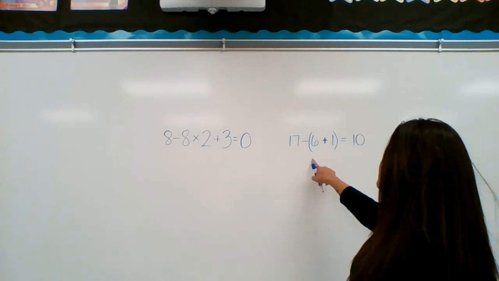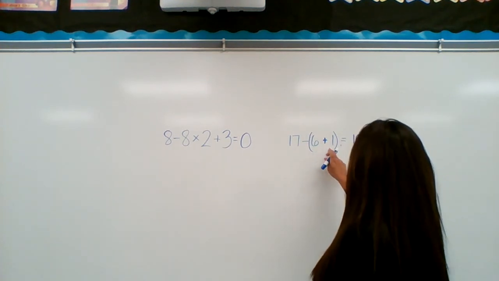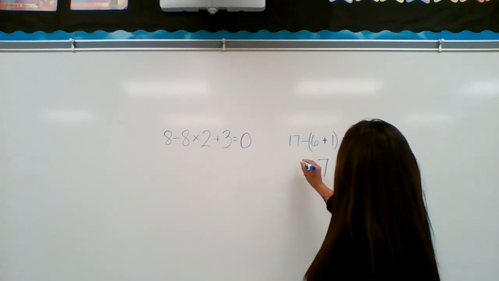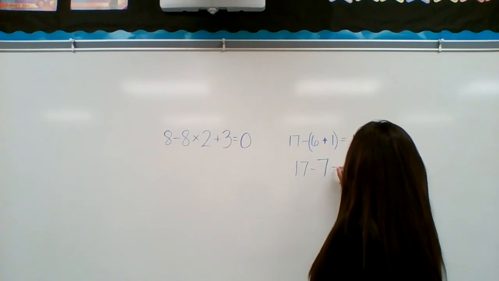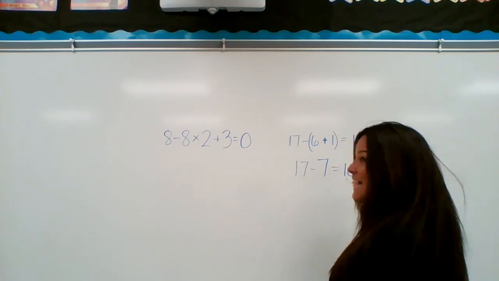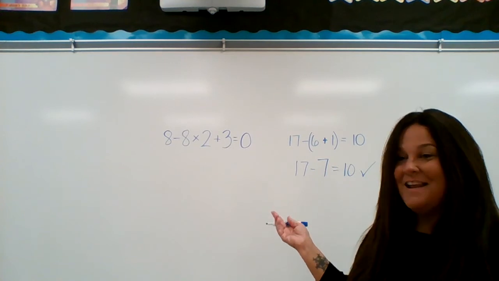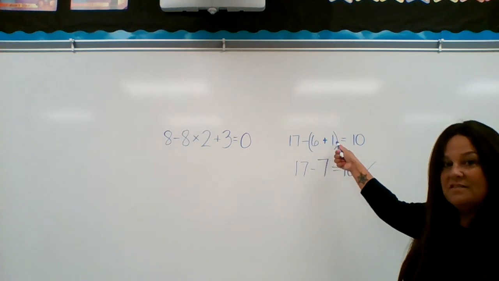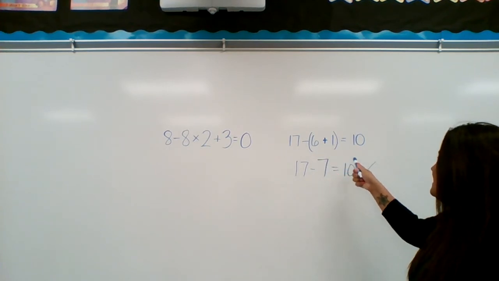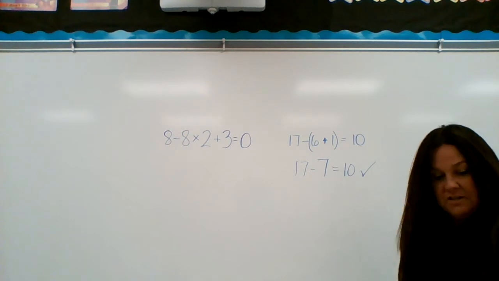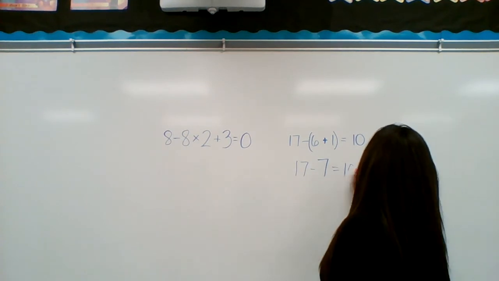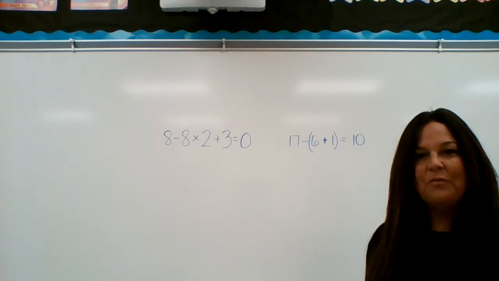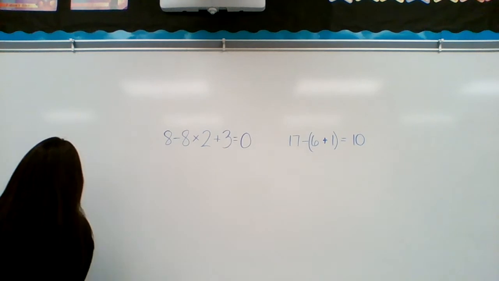I know I need to solve inside of the parentheses first. So 6 plus 1 is 7. And then I'm going to bring down the 17 minus 7 equals 10. Yay! That one wasn't so hard, was it? I got the correct answer, which means I was correct in adding the parentheses here. So all you needed to do for this one was add the parentheses around the 6 plus 1, and now we're finished.